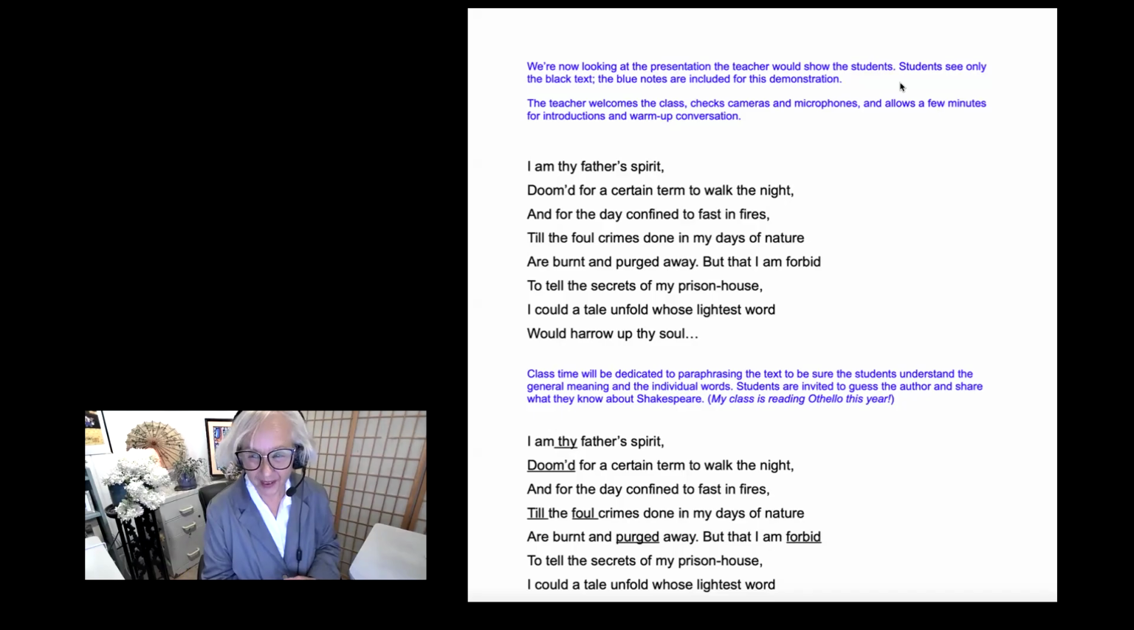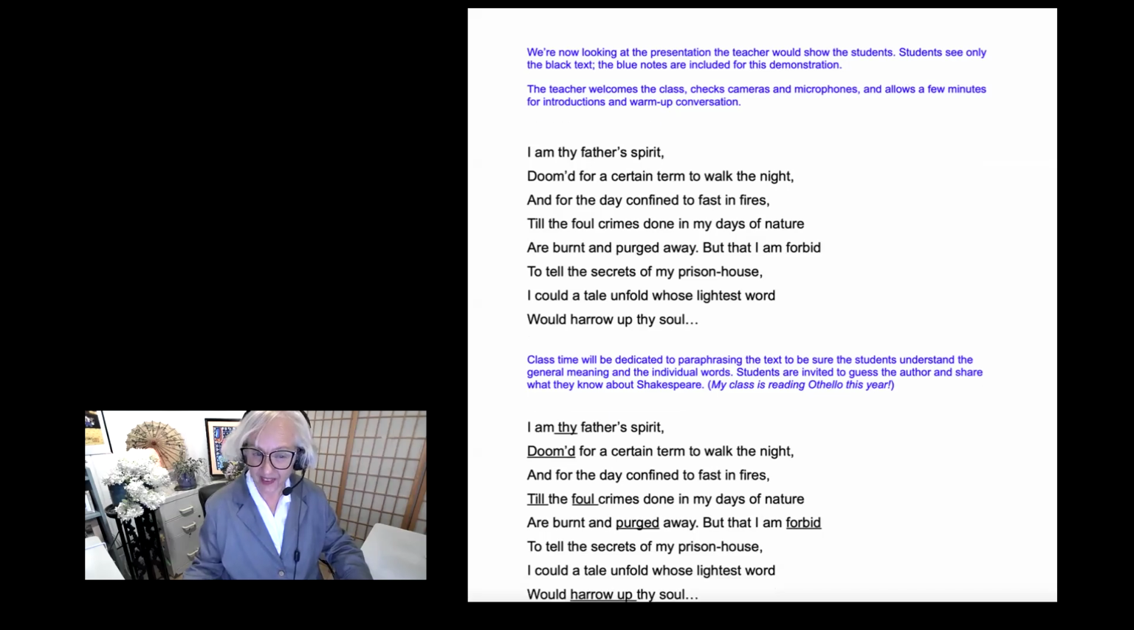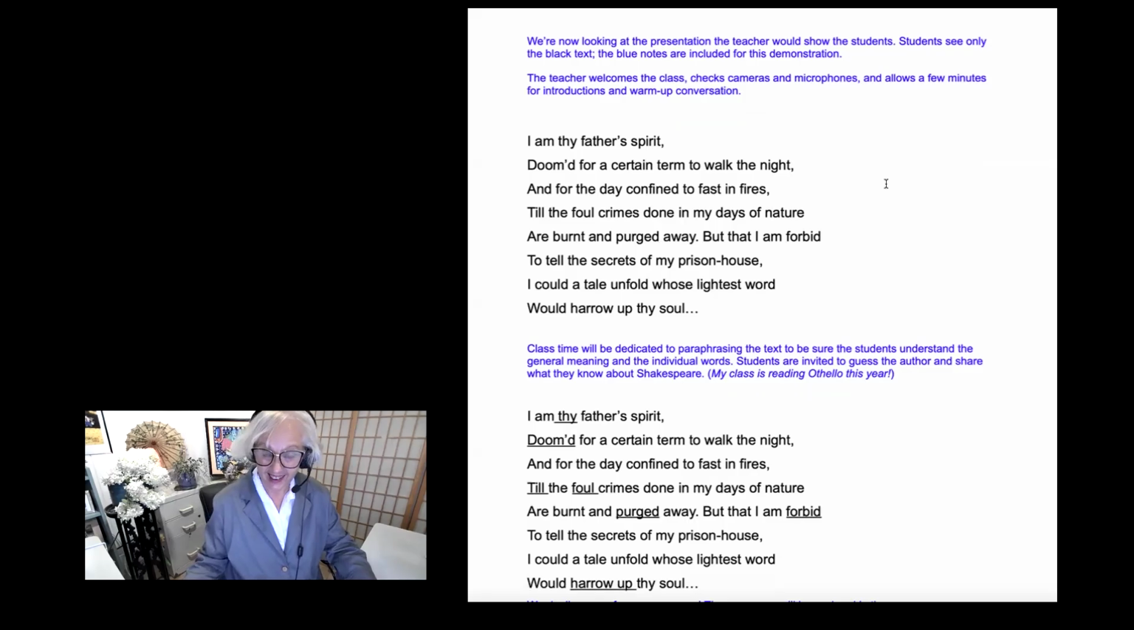So, class, what do you think is going on here? Can you tell? What does it sound like? It does sound like a ghost. Yeah, and it sounds like he's in trouble. Does anyone recognize what this might be? Sounds like Shakespeare? You're right. Yeah. This is from Hamlet, and the speaker is Hamlet's father.